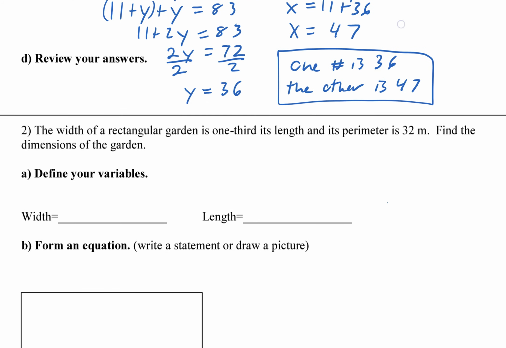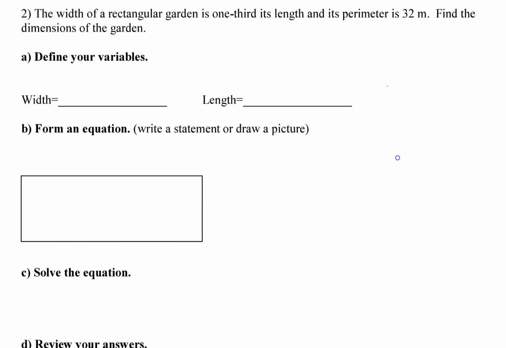So let's try another. It says here that the width of a rectangular garden is 1/3 its length and its perimeter is 32. Find the dimensions of the garden. So the two things we're looking for are the dimensions of the garden, and that would be its width and its length. So we start by defining our variables. Our width here is x, our length is y. And then we form an equation.